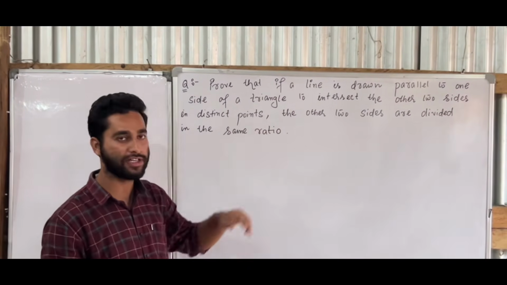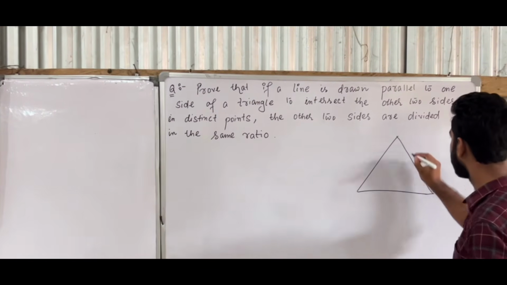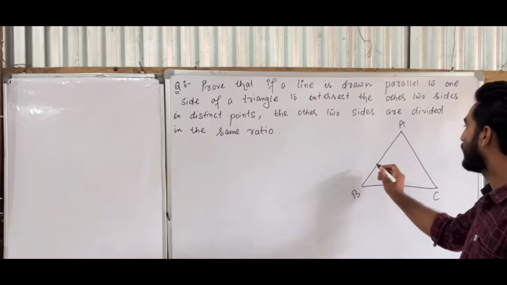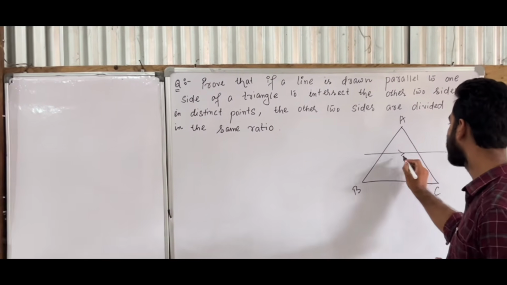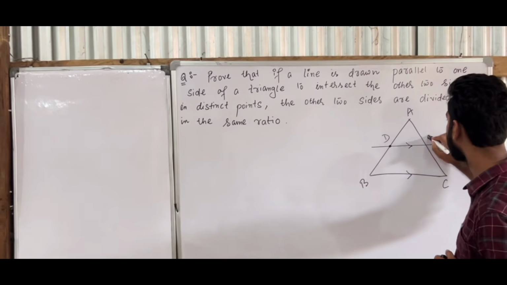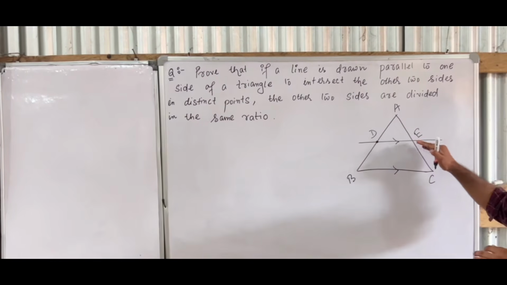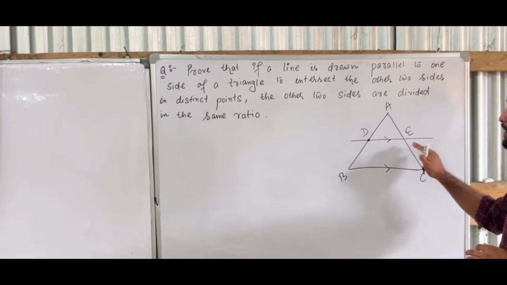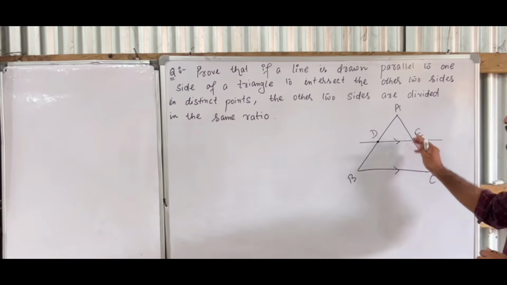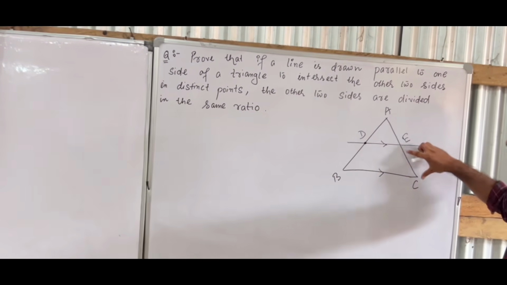For example, in a triangle, let's suppose the triangle is ABC. In this triangle, if I draw one line parallel to BC, let's suppose this point is D and this point is E. So if in a triangle a parallel line is drawn and this line intersects the other two sides at two distinct points, then this line will divide the other two sides in the same ratio. That is, AD divided by DB will be equal to AE divided by EC.